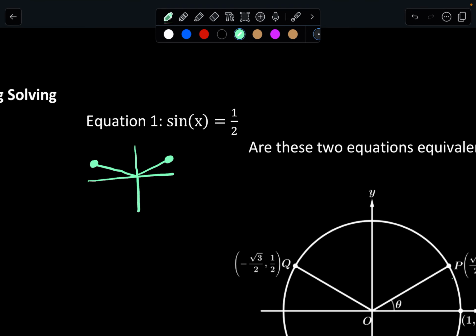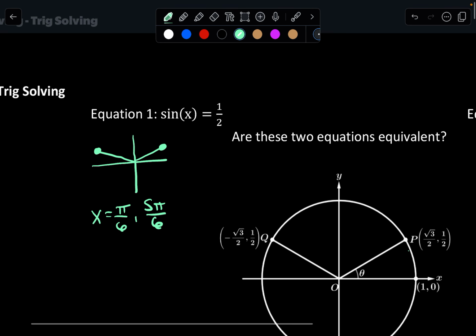up vertical by 1/2 because sine is y. And the two angles that we get are pi over 6 in quadrant 1 and 5 pi over 6 in quadrant 2. So so far we've always used just the original unit circle, just from 0 to 2 pi.